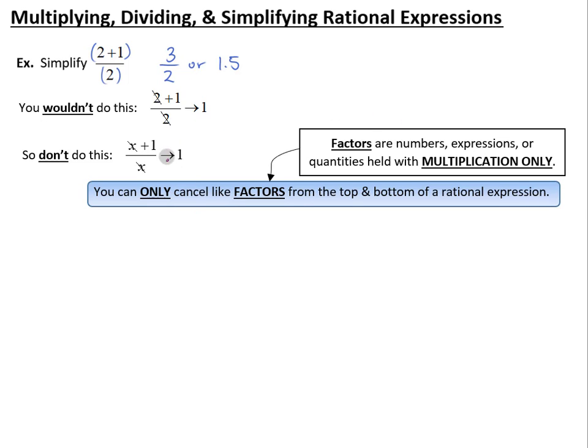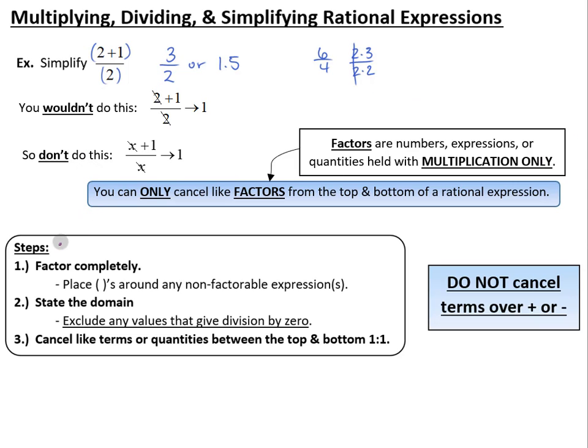The only things we can cancel are common factors between the top and bottom. In the same way that most of you would know we can reduce 6/4 to 3/2, because if we break them into their prime factors, we can cancel out the common factor of 2. So we can only cancel out common factors from the top and bottom of a rational expression. And factors are numbers, expressions, or quantities that are held together with multiplication only. So if there's still adding or subtracting going on and we can't match an entire expression, we cannot cancel things out or simplify it.